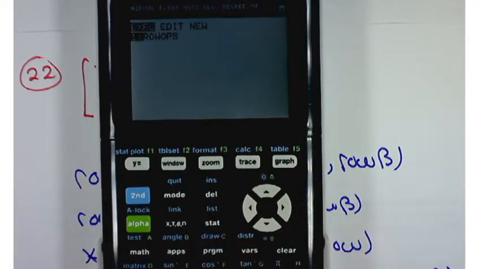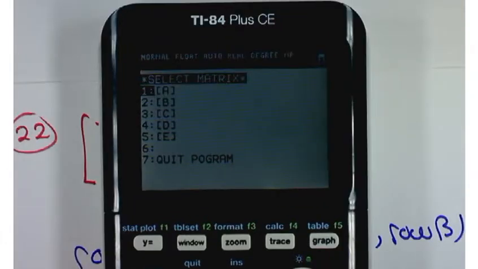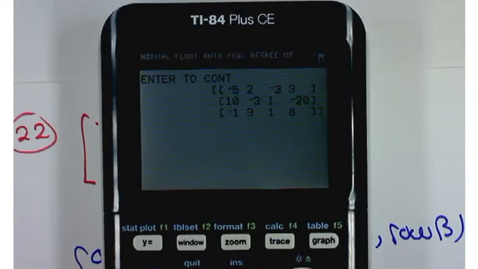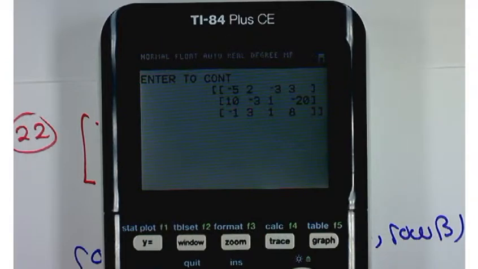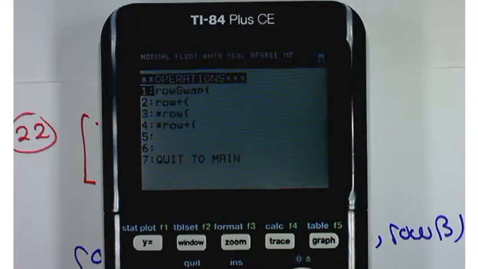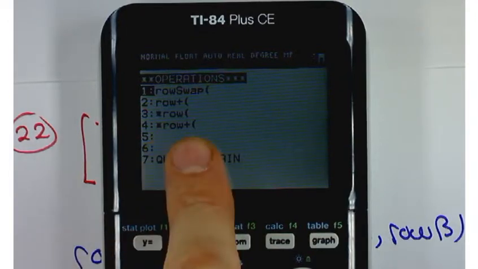So hit program, and then ROWOPS, and then press enter again. What matrix do we want to work with? A. So let's select A. And it shows you the matrix you're going to work with. That's good. So press enter again. And this time we want to do multiply a row by something and then add it to another row.